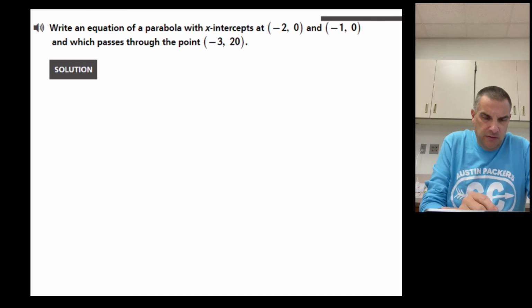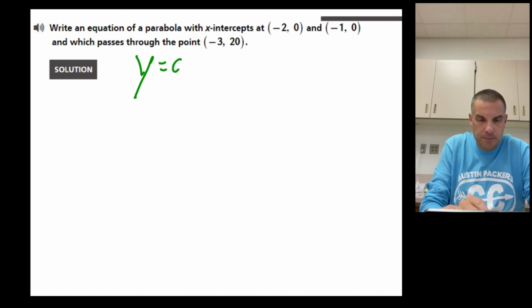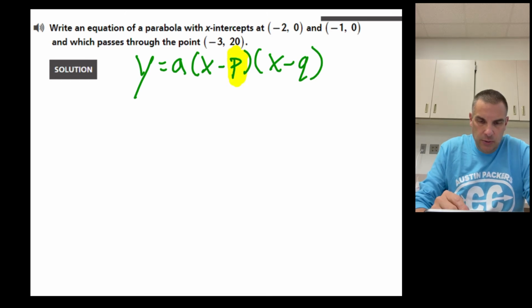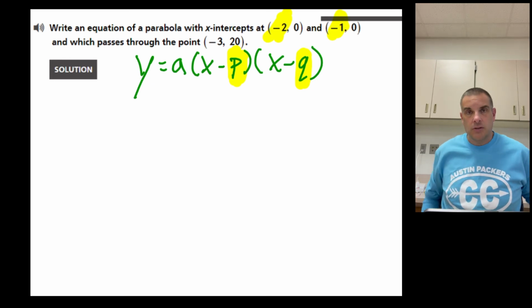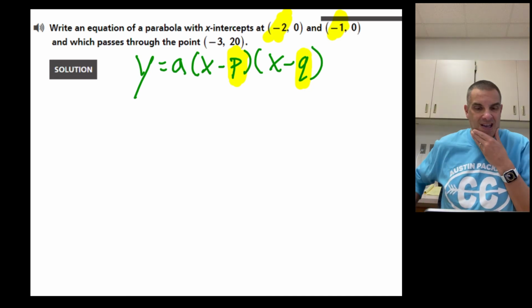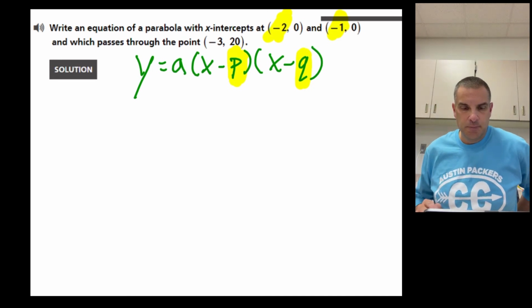So remember the general form from the first part of this lesson. The general form of a quadratic in factored form is y is equal to a times x minus p times x minus q, where p and q are your zeros. So our zeros are sitting right there. The first thing we're going to do is replace those p's and q's with our zeros when we're solving this problem.